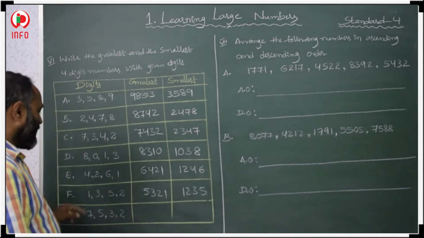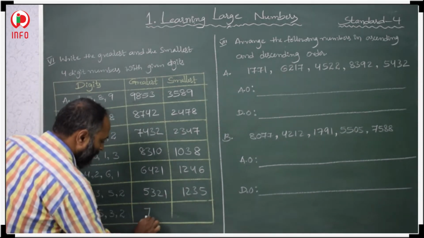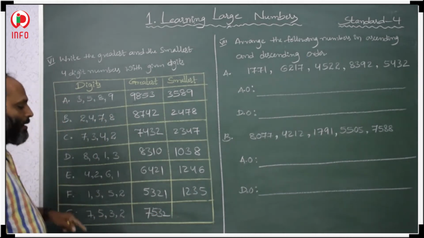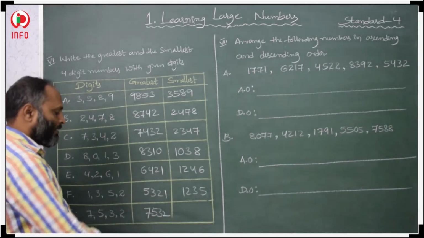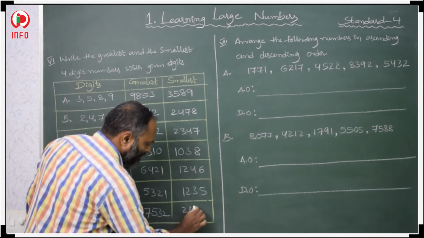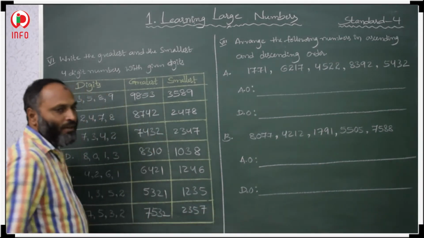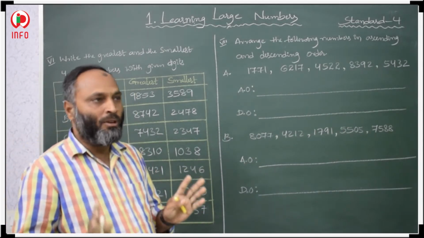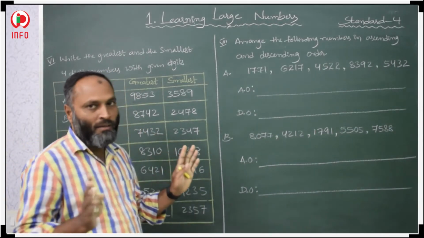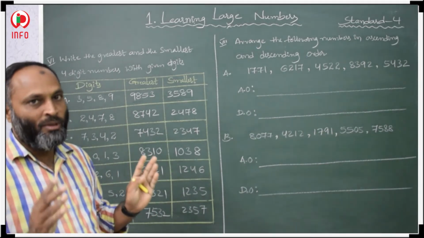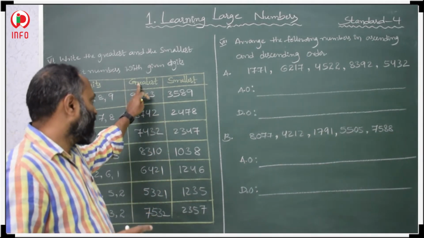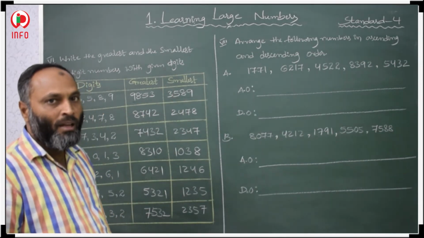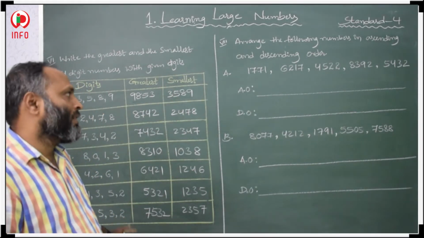And here, this is already in order, 75321. This is the bigger number, and the smaller number in reverse order, 1, 2, 3, 5, 7. In this way we have to prepare a bigger number, or smaller. Largest, greatest, bigger, whatever you say. So largest, greatest number like this, and smallest number. In this way we have to prepare by using the digits.